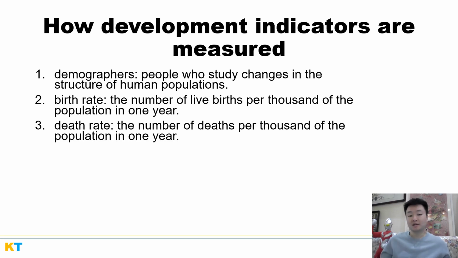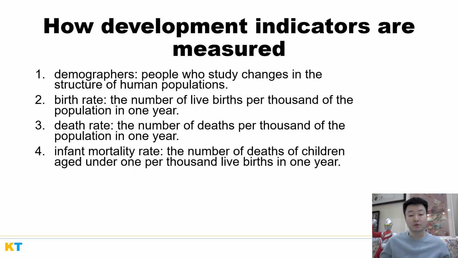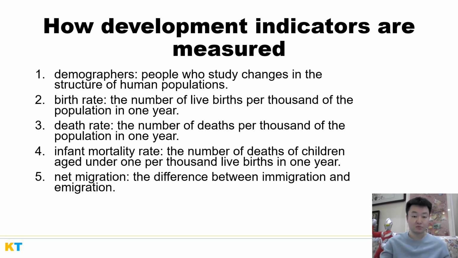The death rate is the number of deaths per thousand of the population in 1 year. So for every 1,000 people in 1 year, how many of them pass away? The infant mortality rate is the number of deaths of children aged under 1 per thousand live births in 1 year. Okay, so if there are children that are born, for every 1,000 kids that are born within 1 year, how many of those children pass away? That's the infant mortality rate.